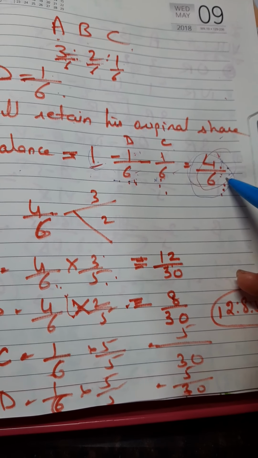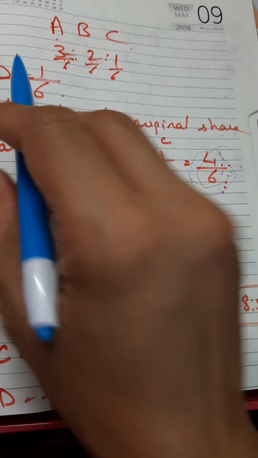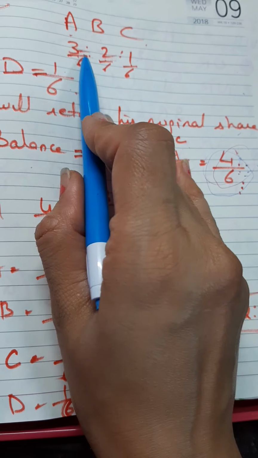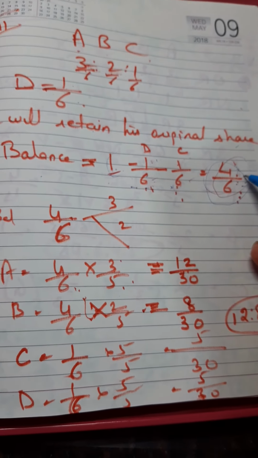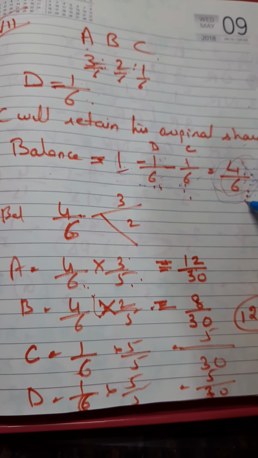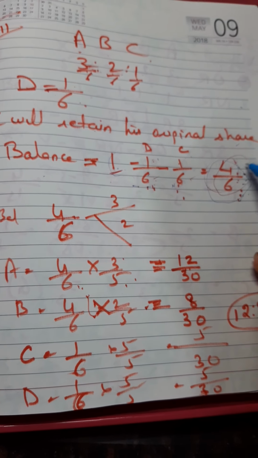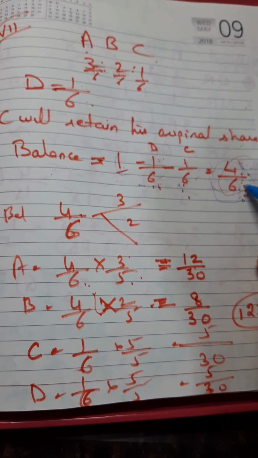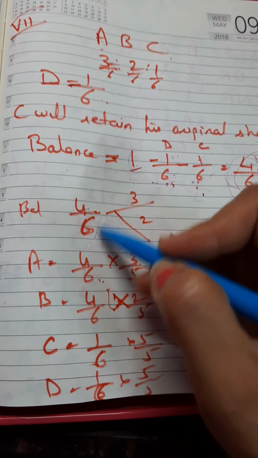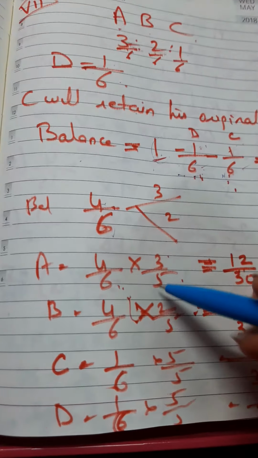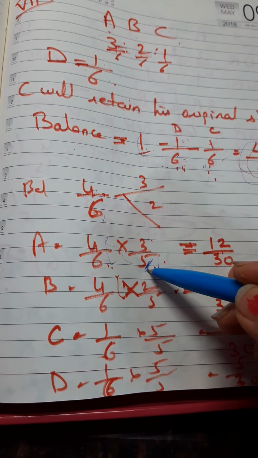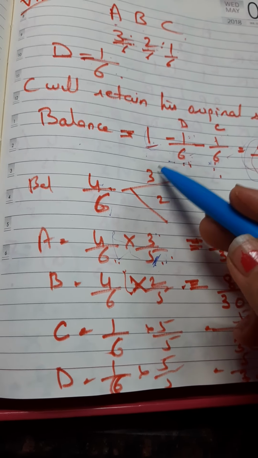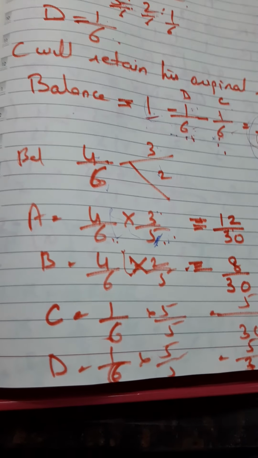Now this balanced share which belongs to A and B, as nothing is given, so we are going to divide it into the ratio 3:2. If it would have been written that this balance is going to be shared between A and B in equal terms, we would have divided this into half-half. But now 4 by 6 will be divided in the ratio 3:2. So 4 by 6 into 3 by 5. Students, mind it, the denominator here we are taking 5, not 6. We're going to divide it into 3:2.